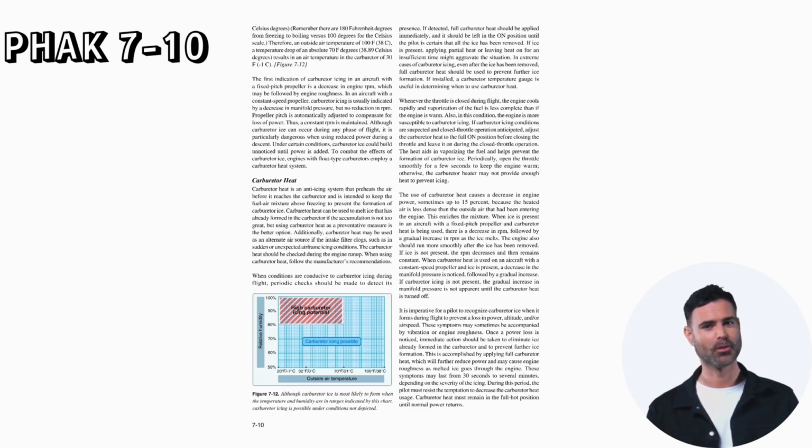Once a power loss is noticed, immediate action should be taken to eliminate ice already formed in the carburetor and to prevent further ice formation. This is accomplished by applying full carburetor heat, which will further reduce power and may cause engine roughness as melted ice goes through the engine. These symptoms may last from 30 seconds to several minutes, depending on the severity of the icing. During this period, the pilot must resist the temptation to decrease the carburetor heat usage. Carburetor heat must remain in the full hot position until normal power returns.